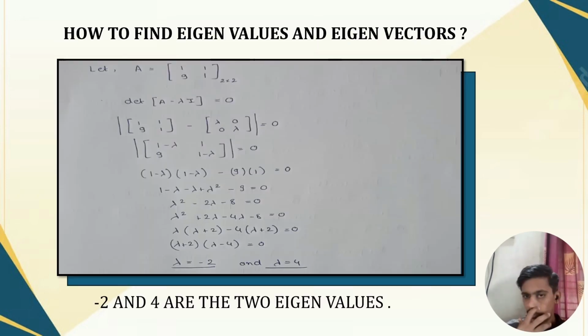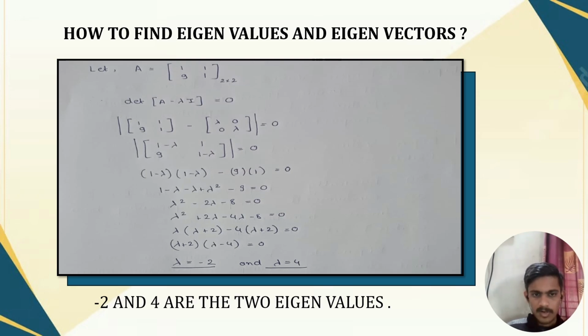So we will calculate how to find eigenvalues and eigenvectors. This is the method. Let us take a 2 cross 2 matrix A, which is [1 1; 9 1]. To calculate eigenvalues, we have to take the determinant of A minus lambda I and set it equal to 0.